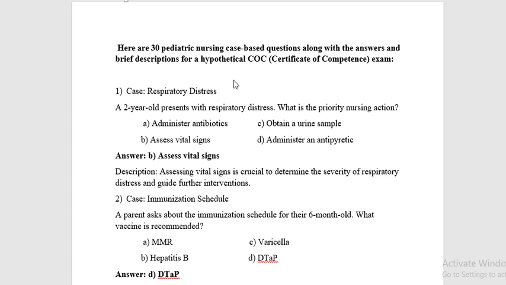Morning everyone. Today we will see some pediatrics exam questions, some pediatrics exam questions for COC students.